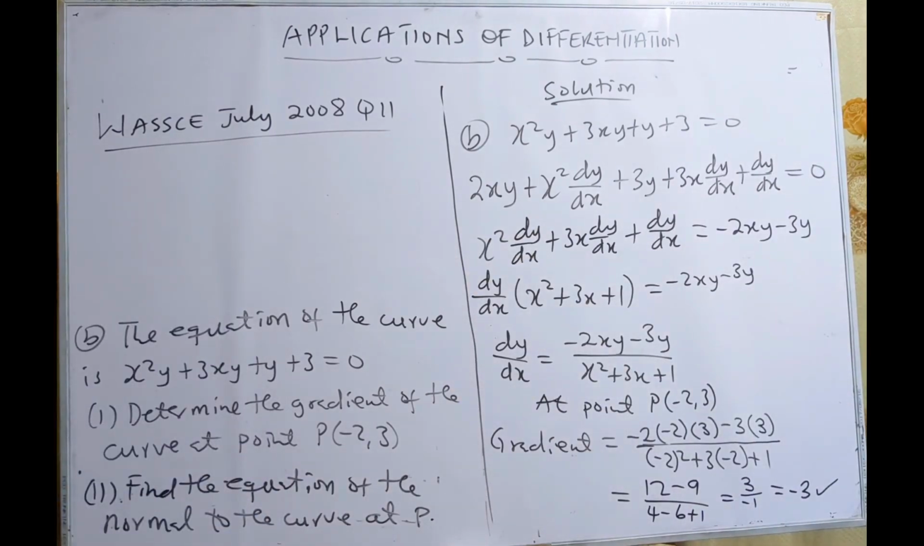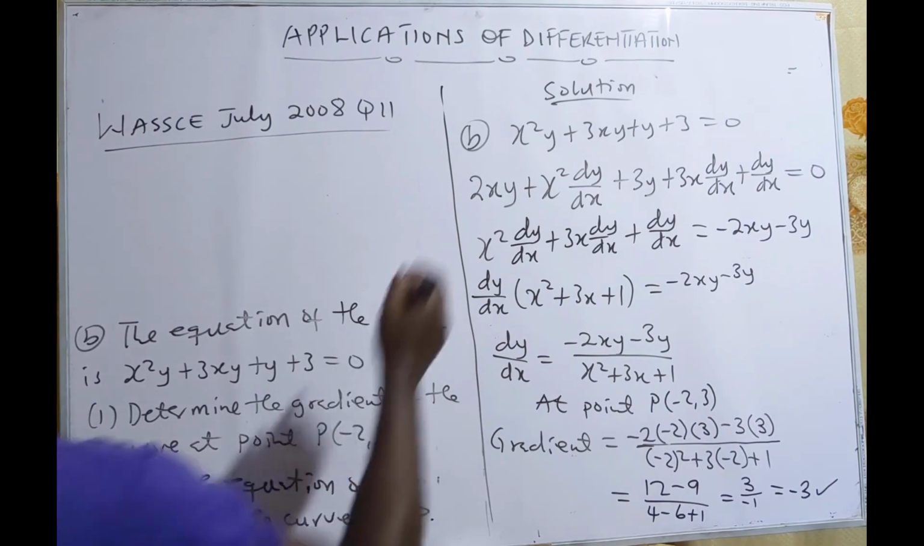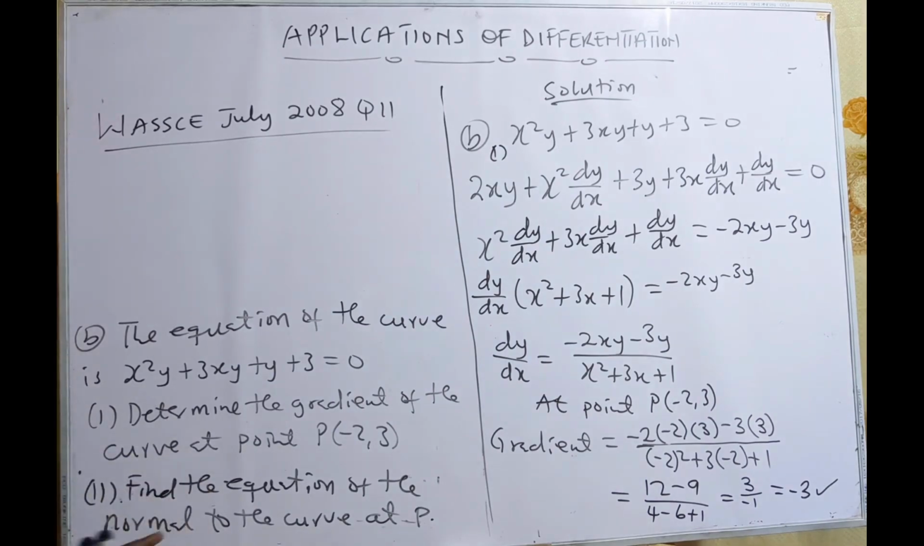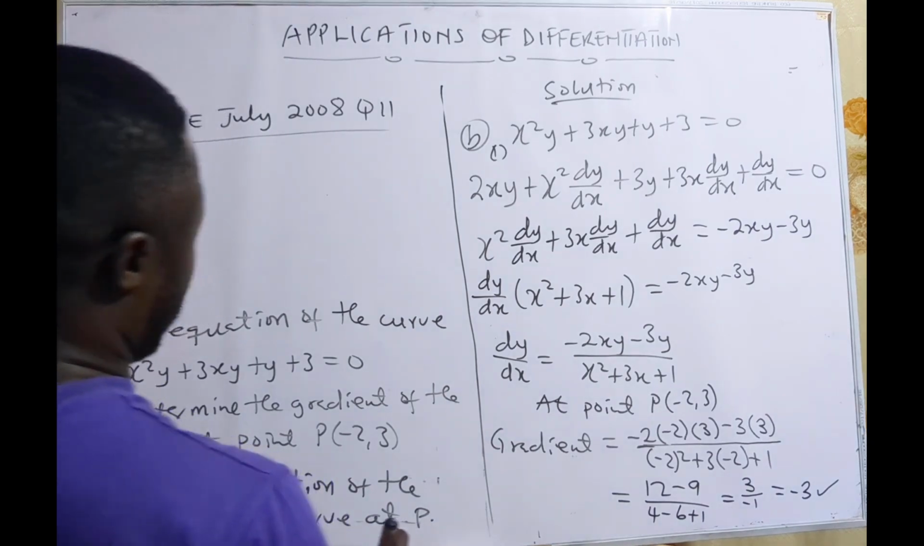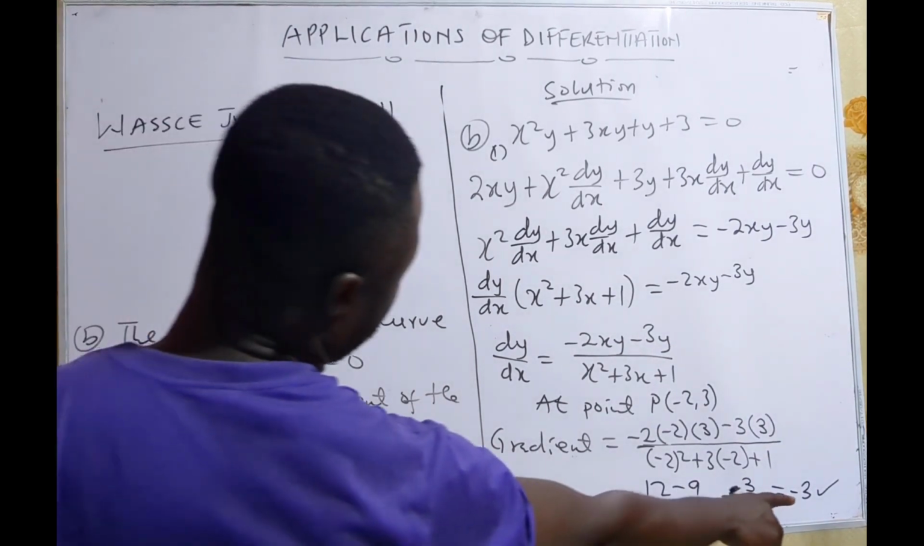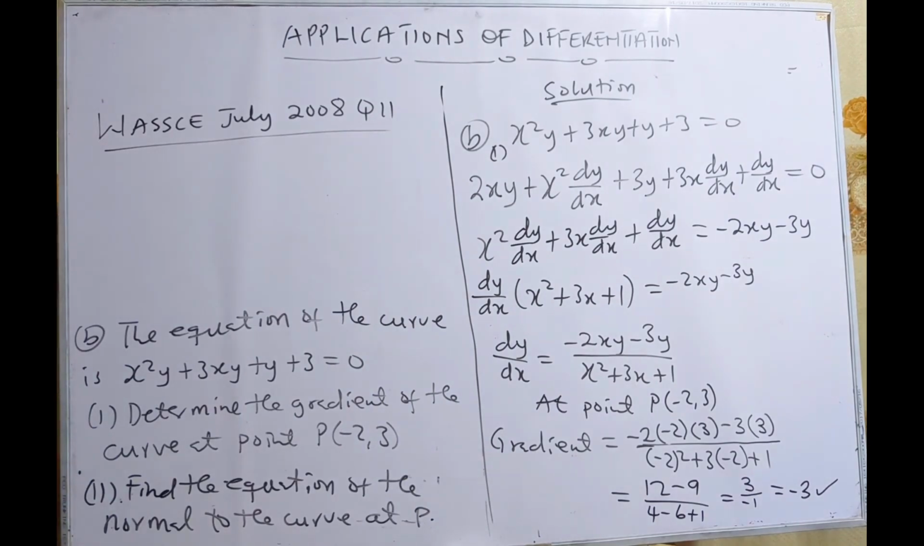What does the question say next? It said we should find ii. So we are done with the i. ii. We should find the equation of the normal to the curve at P. Equation of the normal. So the gradient is giving us what? -3. The gradient is giving us -3. And determine at this particular point. So at this point, the gradient is -3. So we have to know the normal is what? It's perpendicular to the tangent.